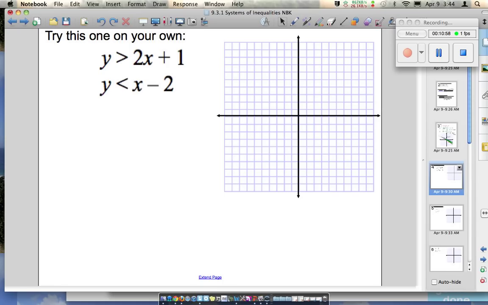So here's one to try on your own. Remember the steps that we talked about: how you got to get it y equals, how you have to graph the line, then you got to test your regions. So see if you can try this problem on your own. Stop the video here, do the problem, restart the video when you're ready to see the solution.